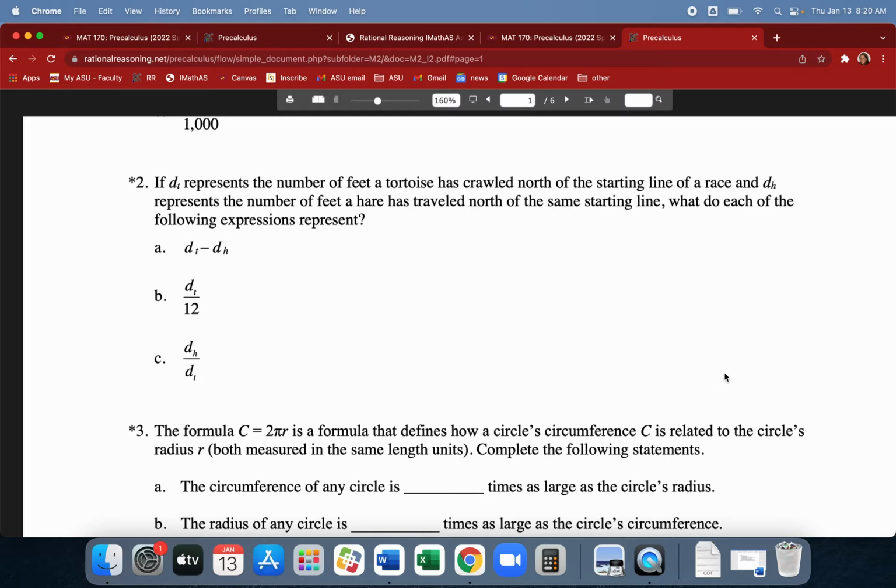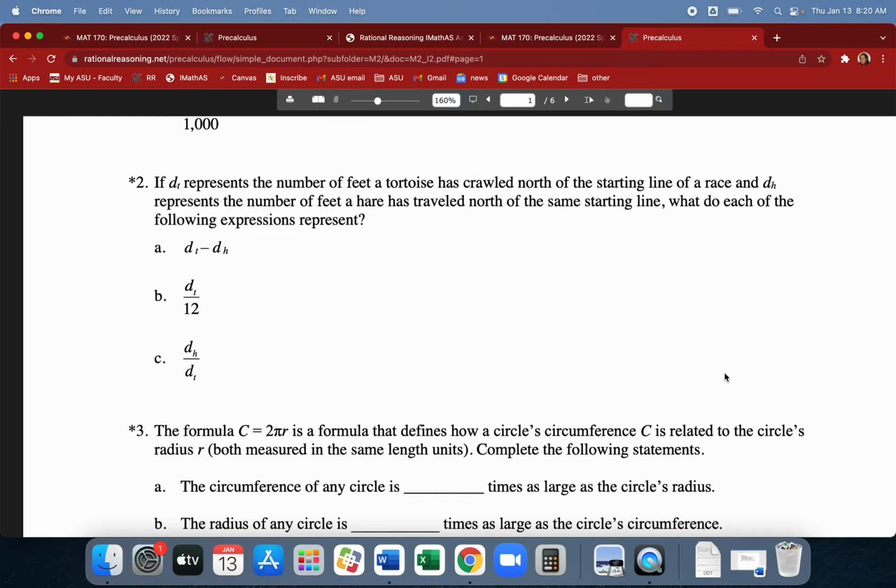-7? What would that indicate about their distances relative to one another? If it came out negative? The hare is 7 feet in front of the tortoise. Yeah, if this came out negative, that would mean the hare is in front of the tortoise. If it came out positive, the tortoise is in front of the hare.